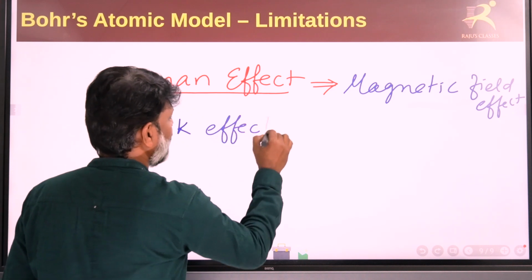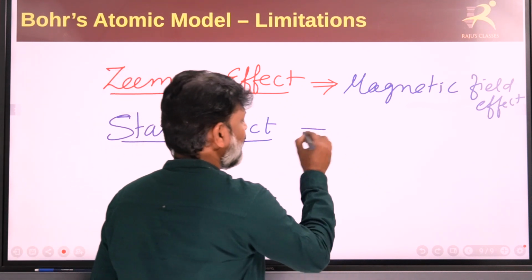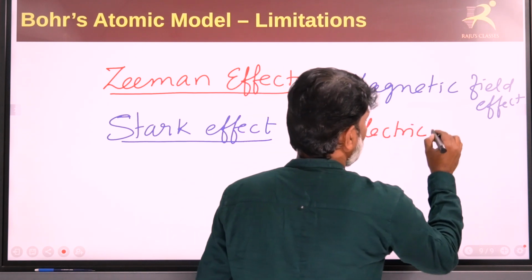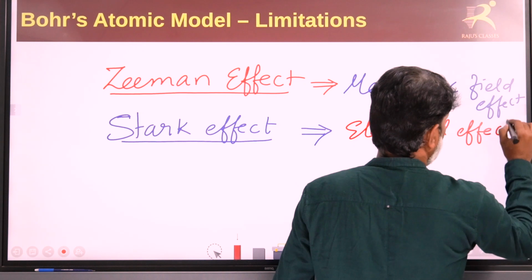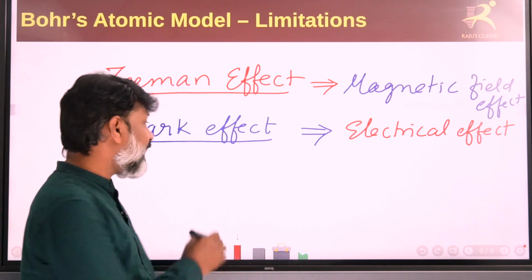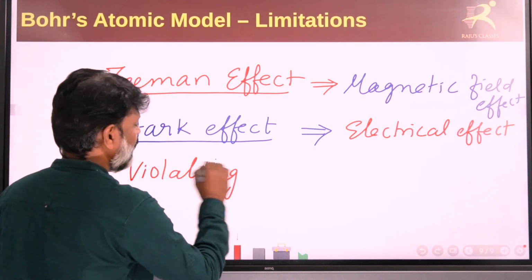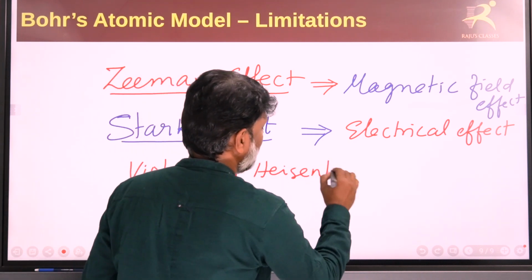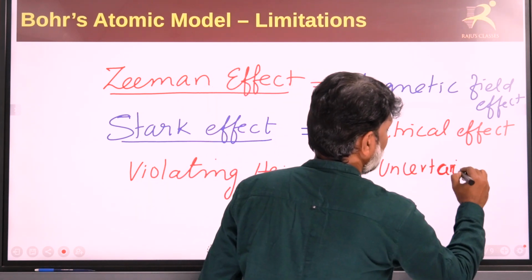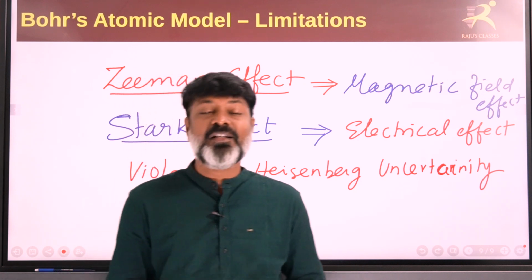Please remember this, and whenever you come across questions related to it, you should be able to recollect. The Stark effect is directly related to the electric field, and the electric field effect was not included in this model. Also, it was violating the Heisenberg uncertainty principle. This is also very important. So there are some limitations for Bohr's model, and we should know them.